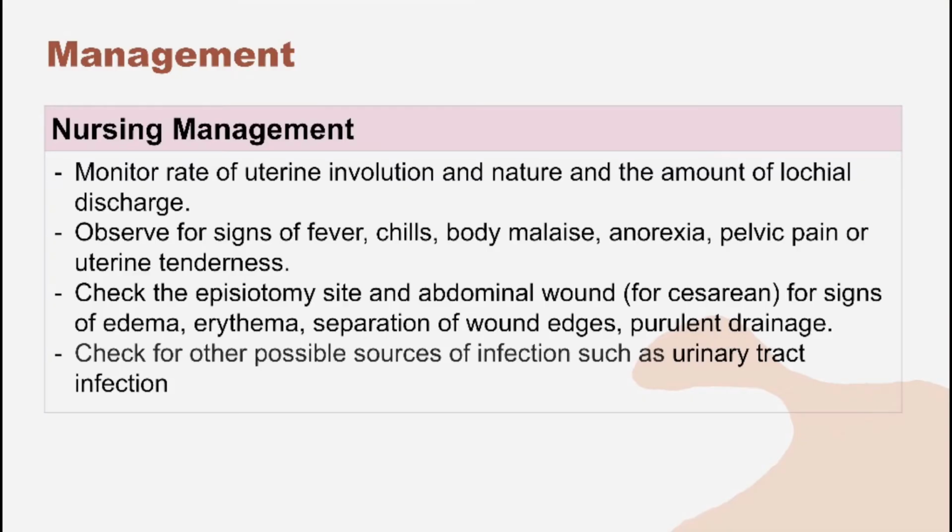Now, for the management, let us first start with the nursing management. Monitor rate of uterine involution and nature, as well as the amount of lochial discharge. Second, observe for signs of fever, chills, body malaise, anorexia, pelvic pain, or uterine tenderness.